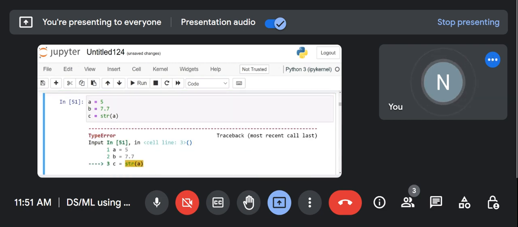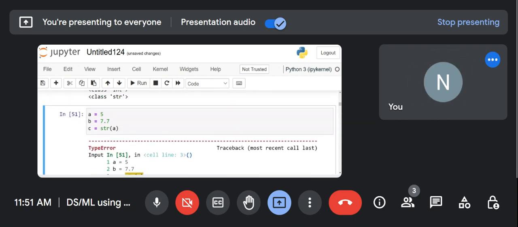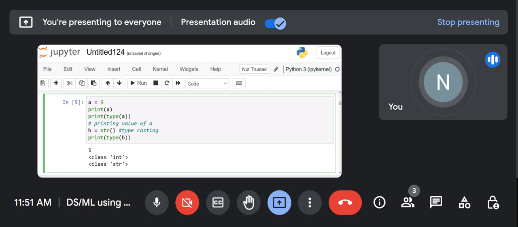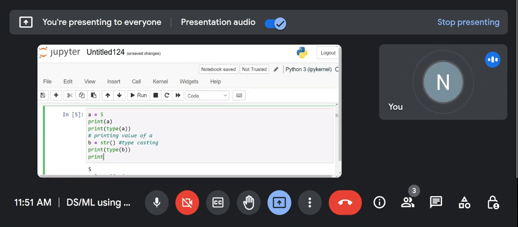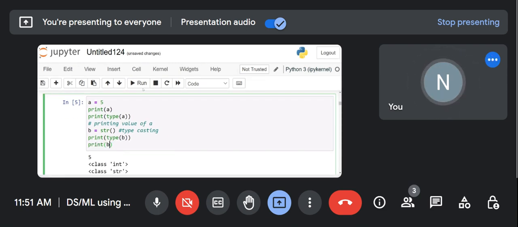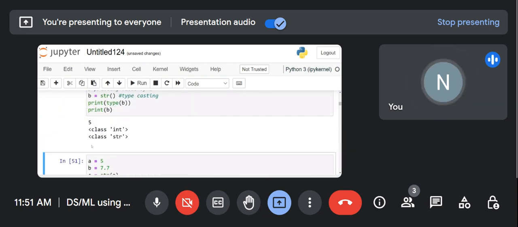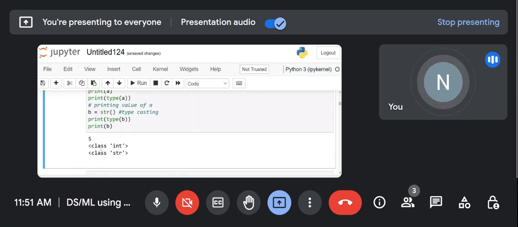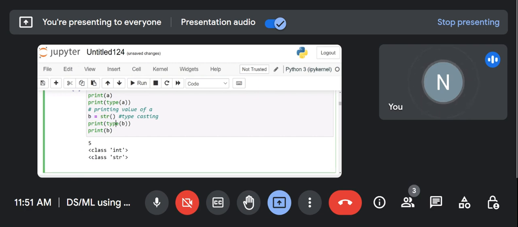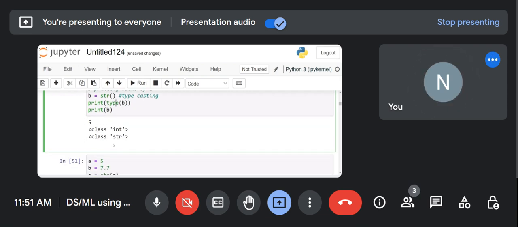Let me run this code and check what happens here. b equal to str is an empty string. Right now, I assigned the variable b to an empty string and I printed its type. It gave me class str. And if I print b, I haven't assigned any value to it. Let's see what happens. It printed nothing, because b is currently of string type and no value has been assigned to it. So it printed empty.